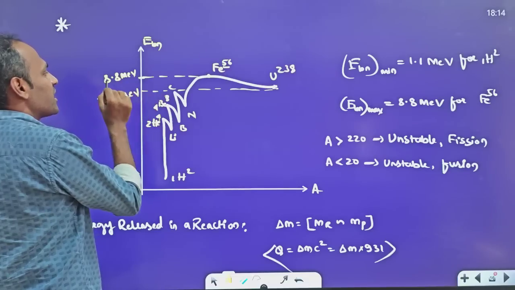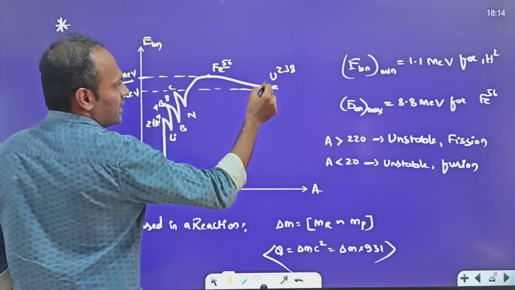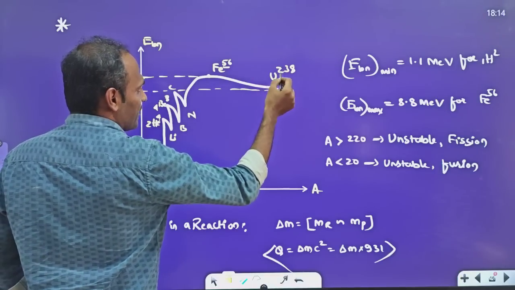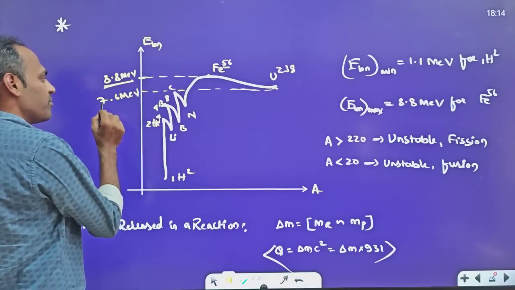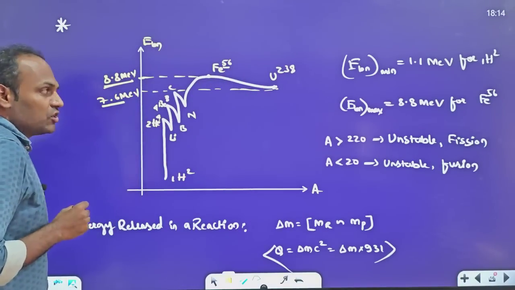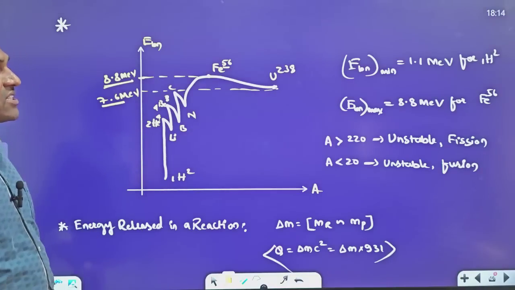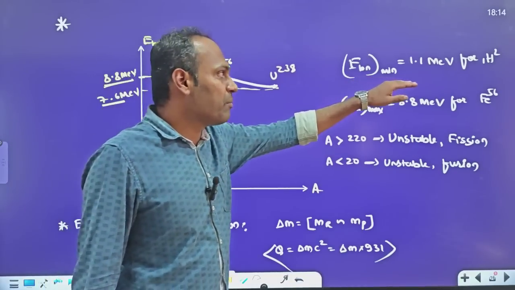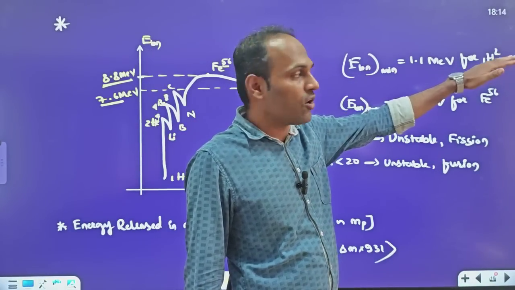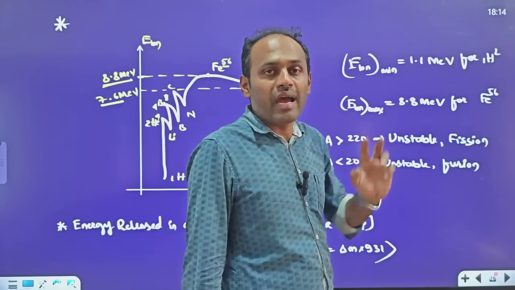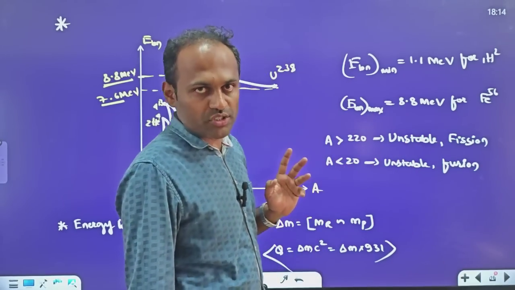And how much is the specific binding energy of that? 8.8 mega electron volts. And then it goes on decreasing. Even though uranium-238 is heavier, a bigger nucleus than ferrous, it has lesser specific binding energy, that is 7.6. So ferrous is more stable than uranium. Specific binding energy is minimum for deuteron, 1H2. How much is it? 1.1 mega electron volt, and it is maximum for ferrous, whose value is 8.8 mega electron volts, right?